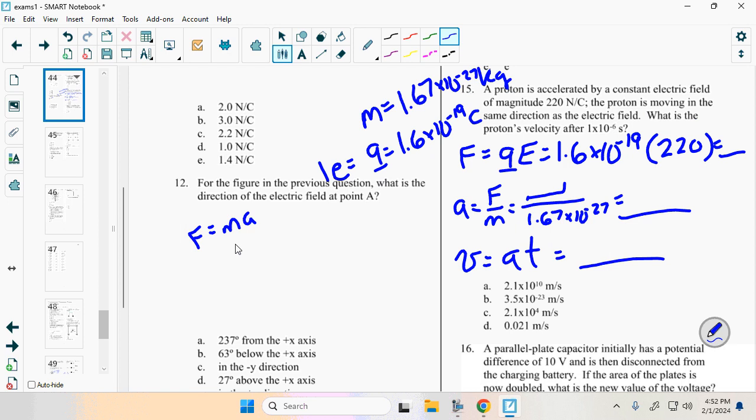I think y'all know it. F equals ma. Yes? Yes? Uh, 18. Cause the velocity.